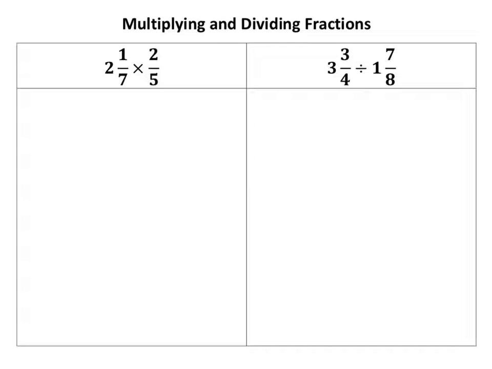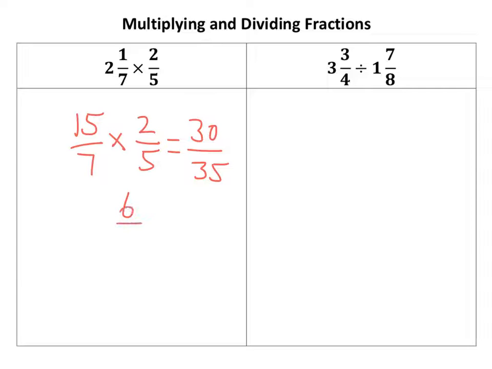I don't want 2 1/7. I'm going to call that 15 over 7. Right, 2 times 7 add 1. And I'm going to times that by 2/5. Now, all you literally have to do is multiply the top and multiply the bottom. Right, now that will simplify to 6/7.